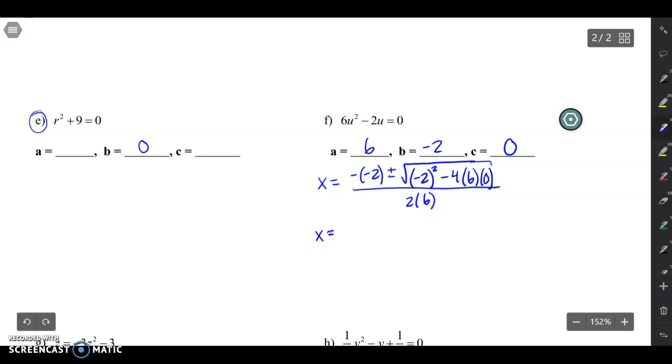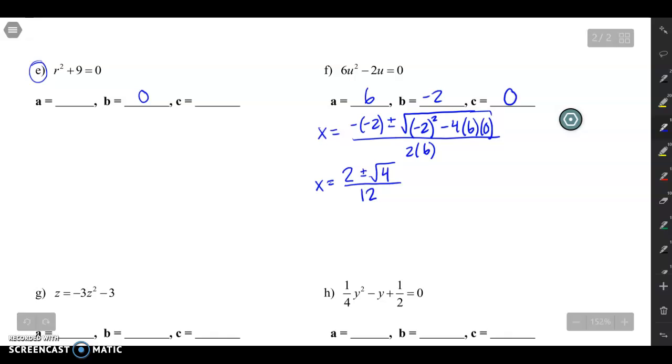So the -2, that first term is going to cancel out to just be a 2, plus or minus the square root, and here I have -2 squared, so lots of people want to say that's -4. It's not. -2 times -2 is a +4, and then I would have -4 times 6 times 0. But anything times 0 is going to be 0, so that term is just going to go away, and all of that is over 12. Okay. Square root of 4, that's an easy one. We know that one off the top of our heads. That's just 2.